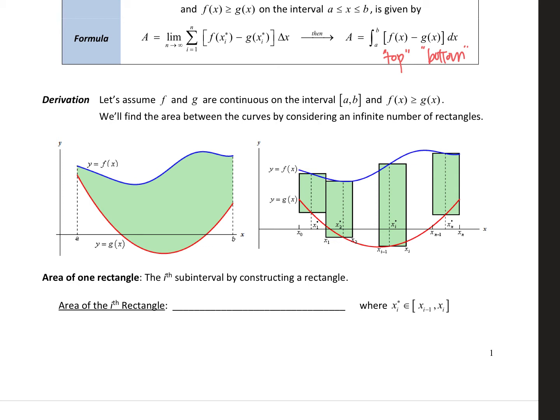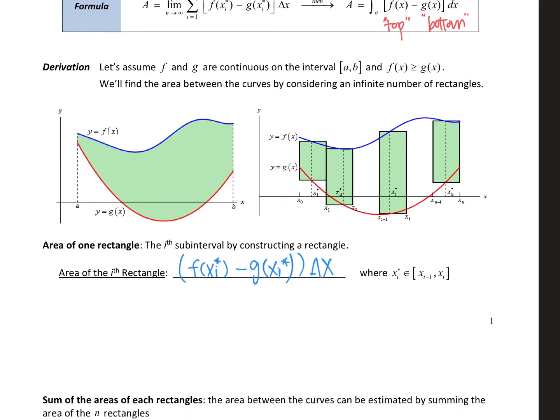So the height of the ith rectangle is f of xi star, the sample point from the ith rectangle, and then we apply f of x. That means it's the height of this portion, right? And then I subtract g of xi star, which is the height of g. When you subtract that, it gives you the difference, which is this height. So that's the green rectangle. And then you just multiply that by delta x, right? That part is pretty much the same.